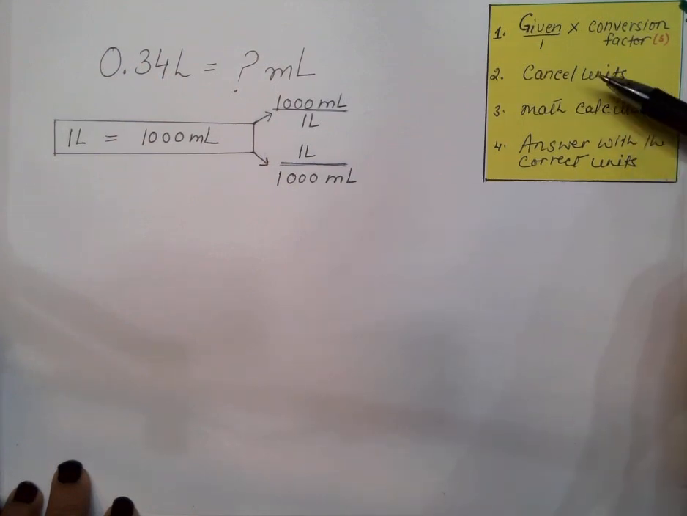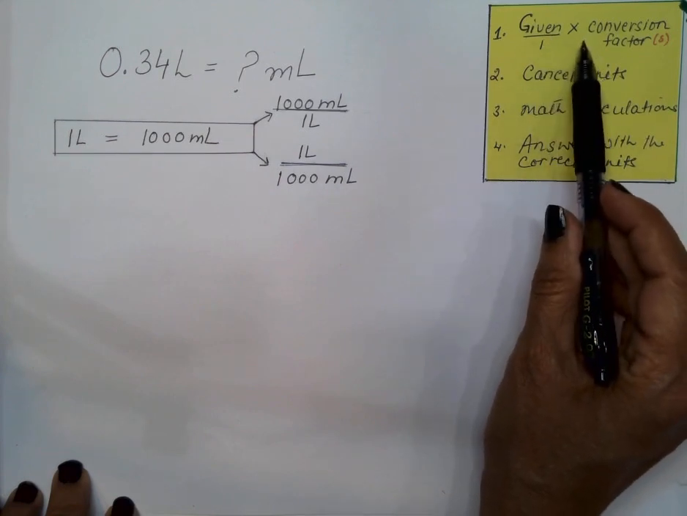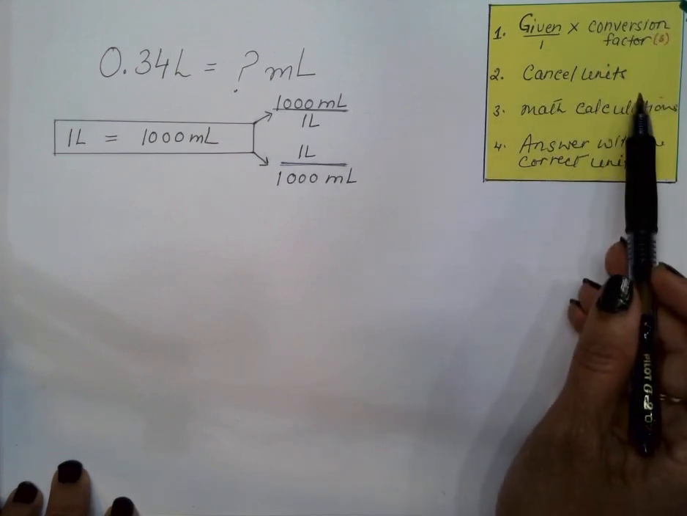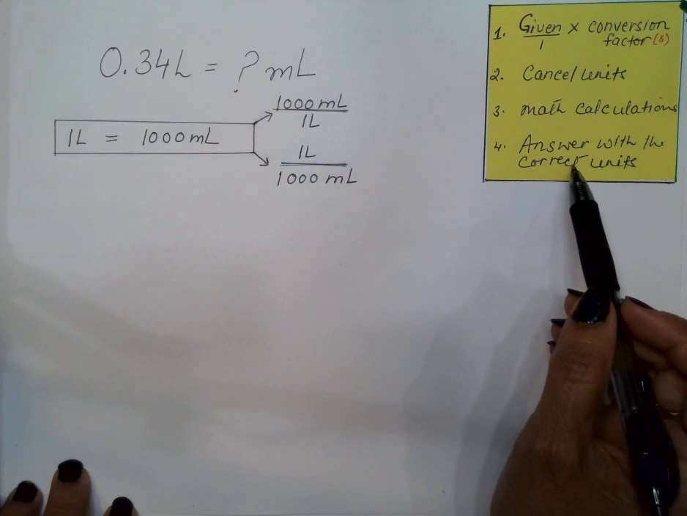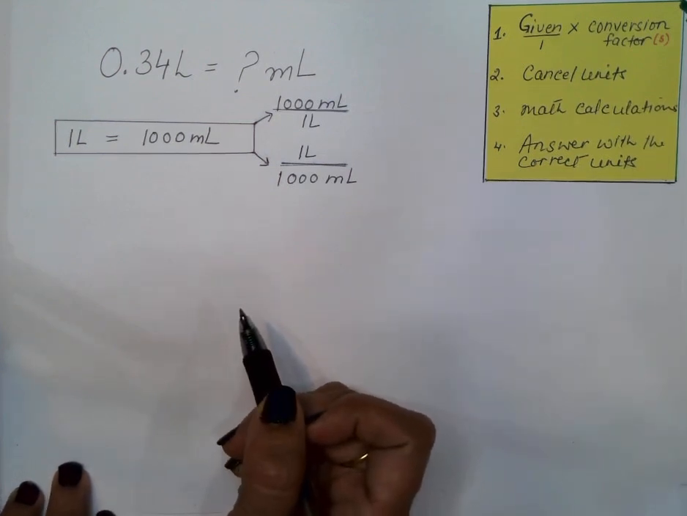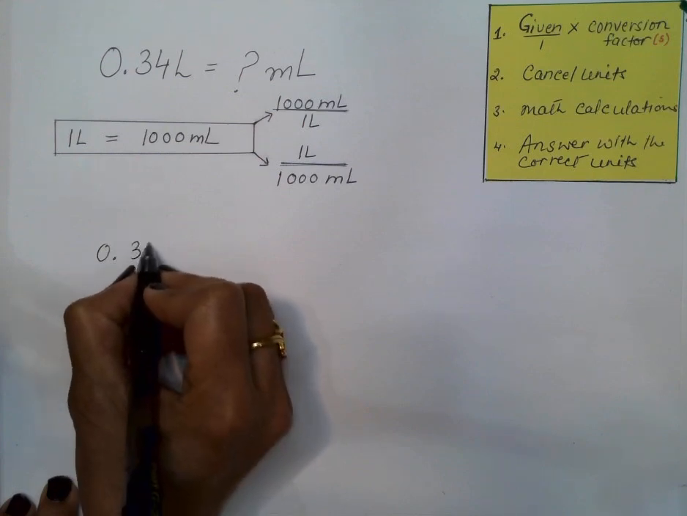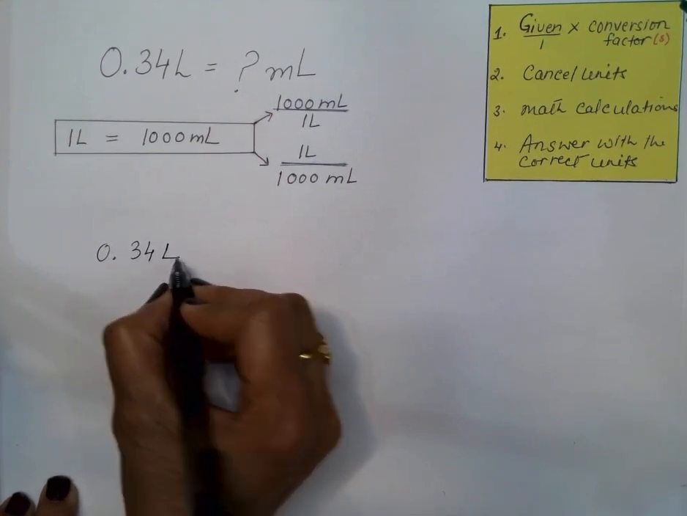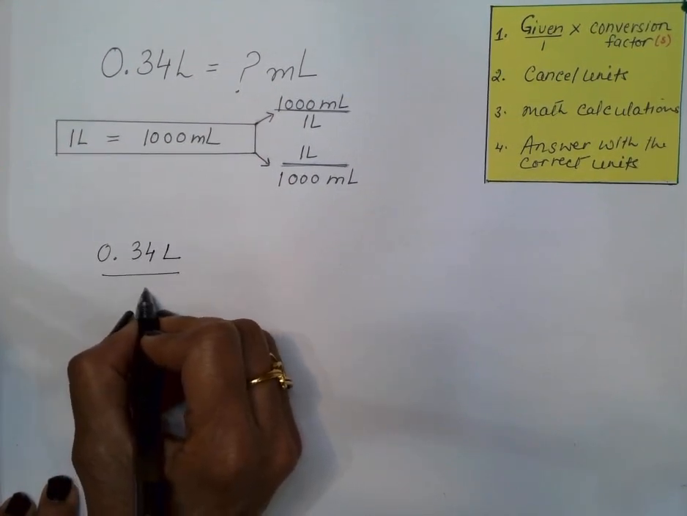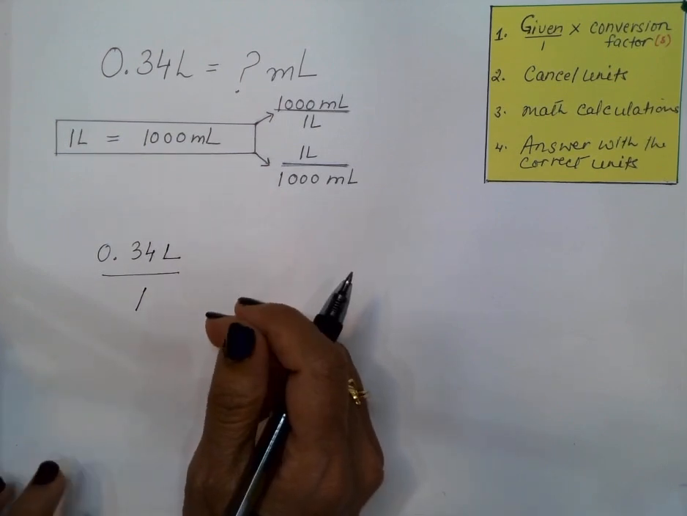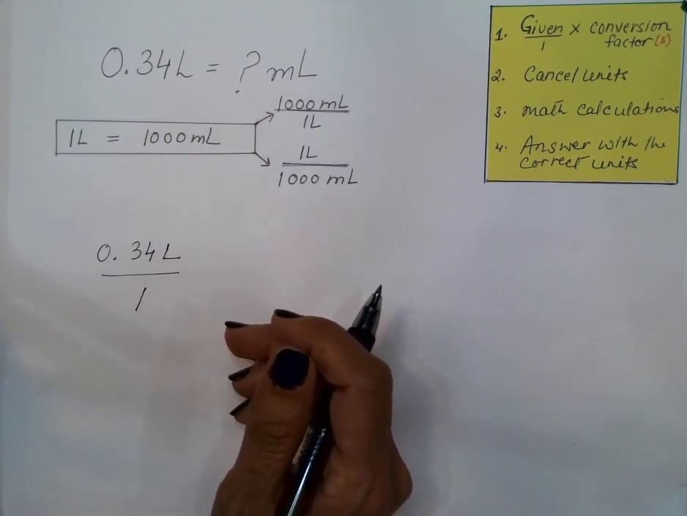Once again, follow these steps. You're going to start out with given over 1 times conversion factor, then you cancel units, you do the calculation, you put your answer with correct units. So I'm going to start out with 0.34 liters because that's my given, over 1, and you put it over 1. And why are we doing that? Because that's how we start.